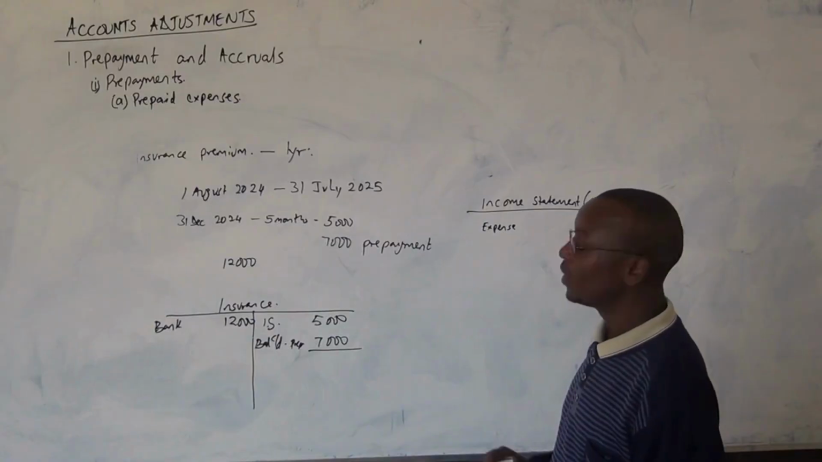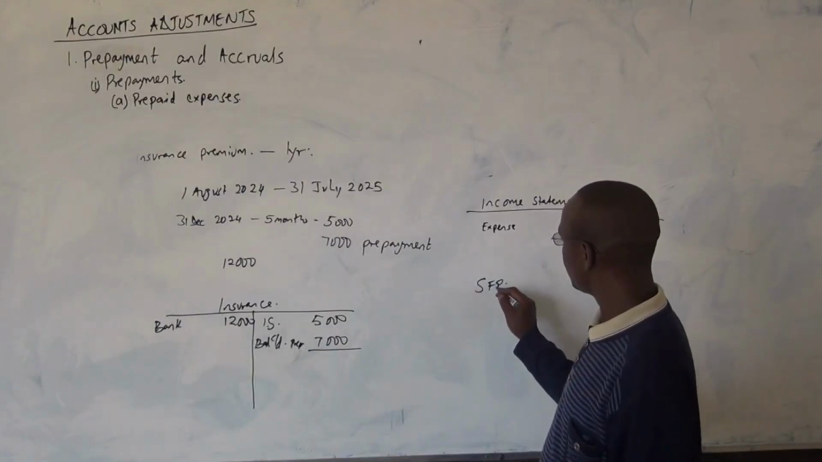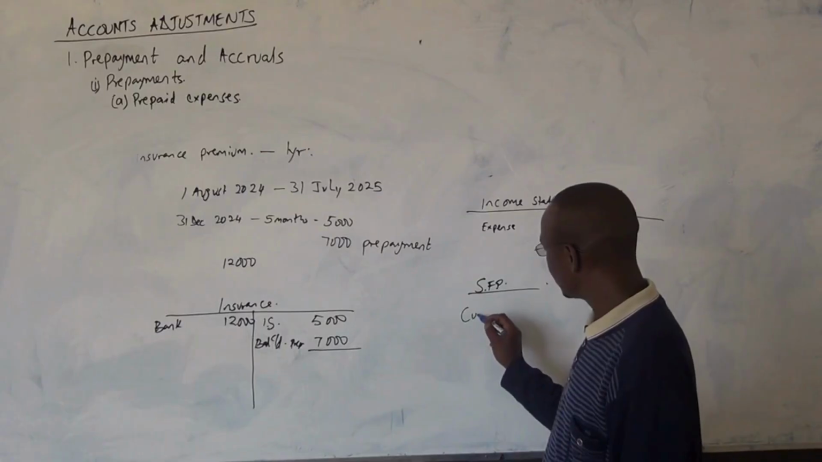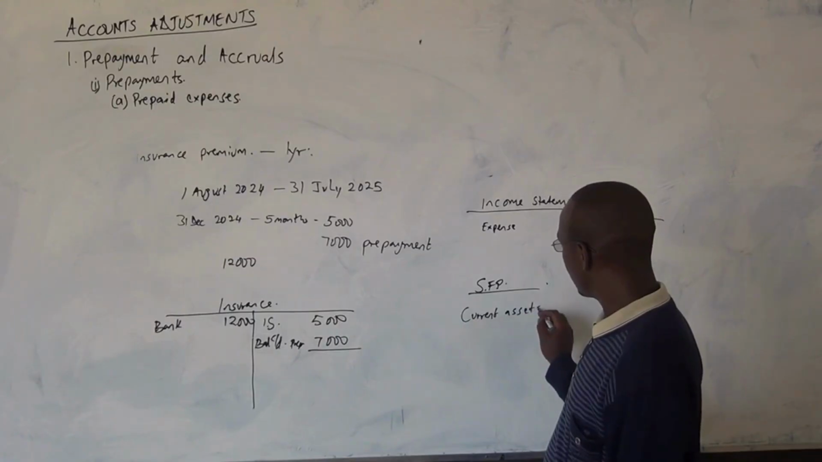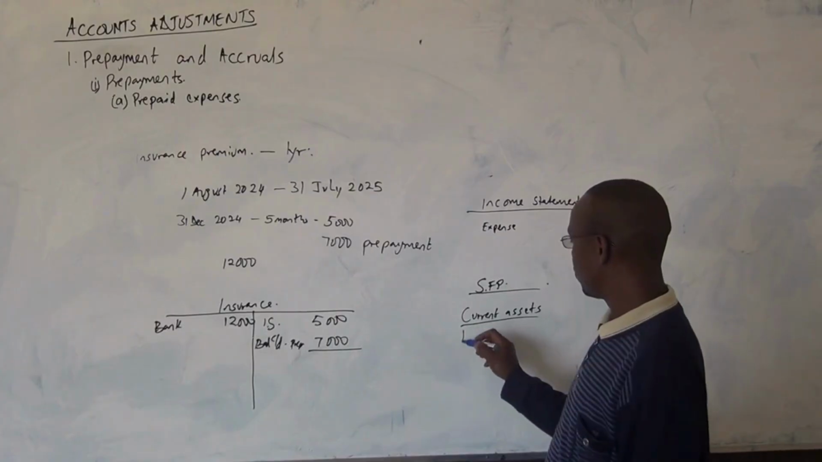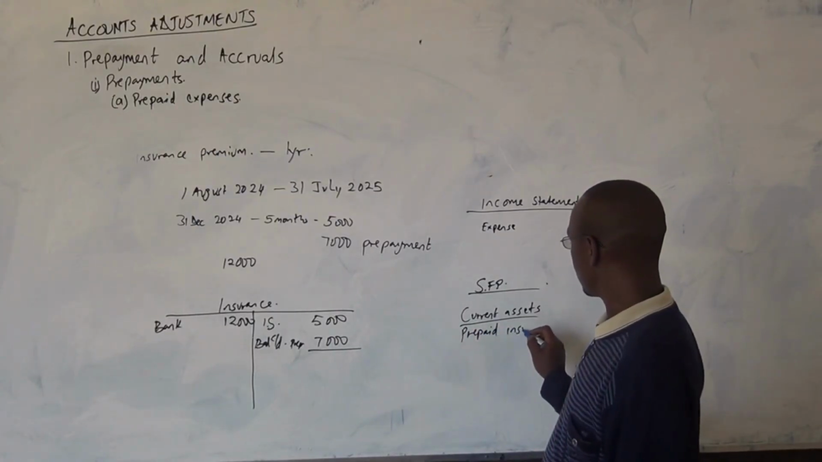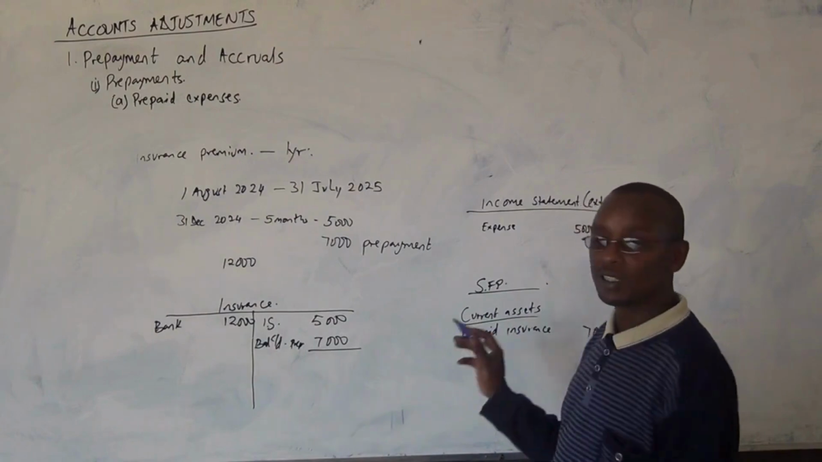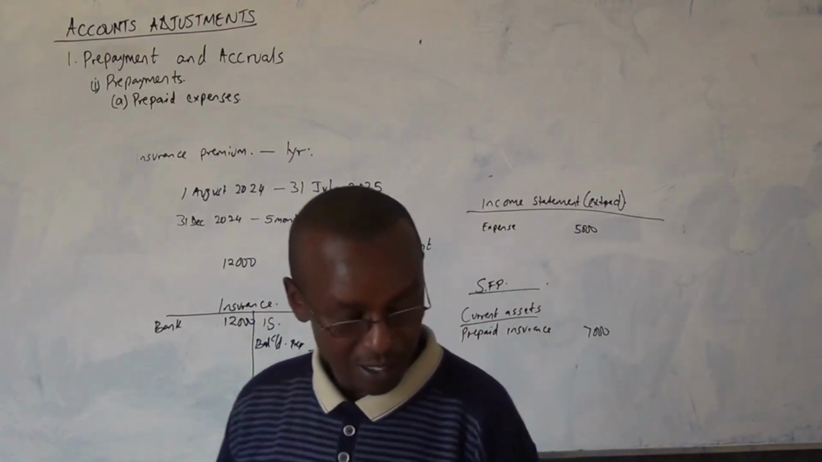Then if you come to the statement of financial position, on the side of current assets, that is where this balance is going to. So you have prepaid insurance. That is how you treat prepaid expenses.